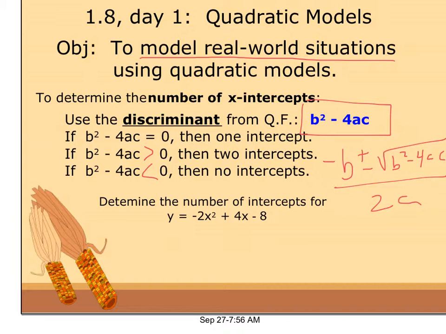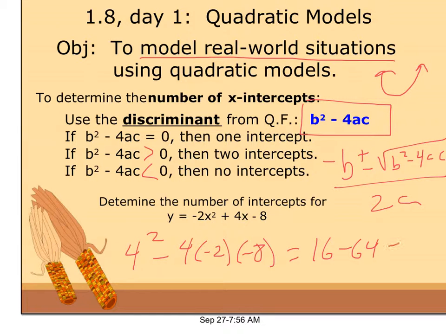Okay? Those are the three possibilities, and if you were to look at quadratic graphs with their parabola shape, okay, you would see that that's all. You can have 0, you can have 1, you can have 2. There's no way to take this U-shaped parabola and give it 3 x-intercepts. Okay? So applying it to this example, 4 squared, which would be 4 is b, minus 4 times a times c would be 16 minus 64, which would be negative 48.